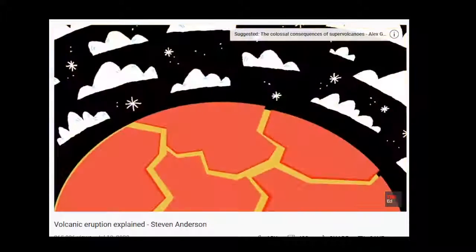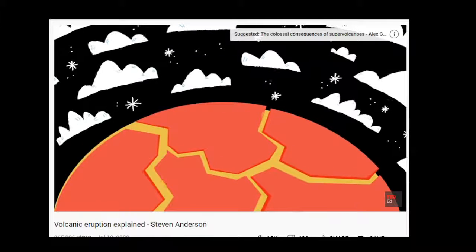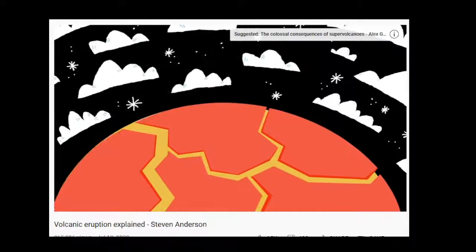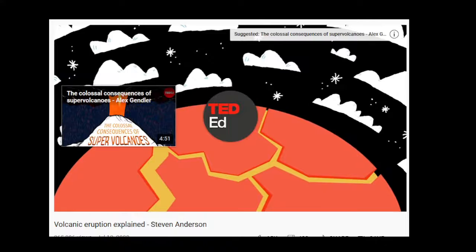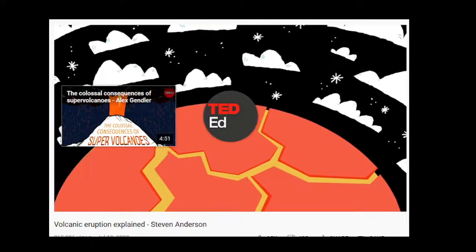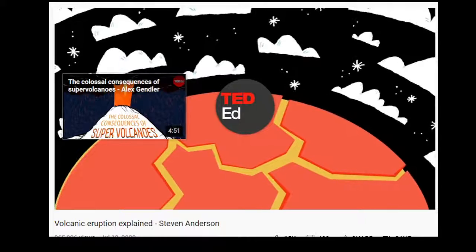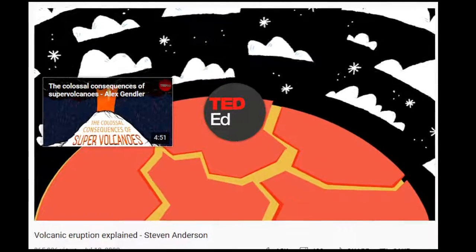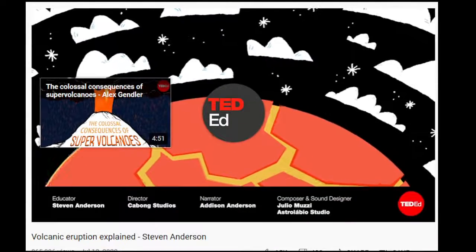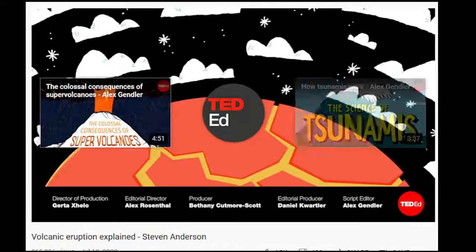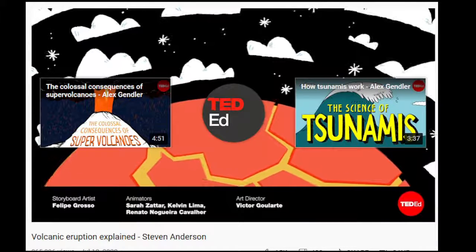Did you know that there's an even more explosive and destructive kind of volcano known as a supervolcano? 650,000 years ago, when the Yellowstone supervolcano last exploded, it covered North America in nearly 2 meters of ash and rock. Find out more about these epic eruptions with this video.